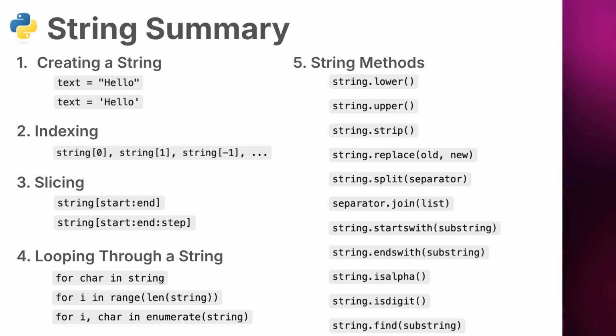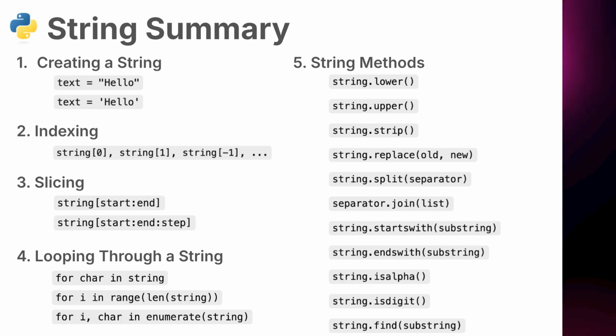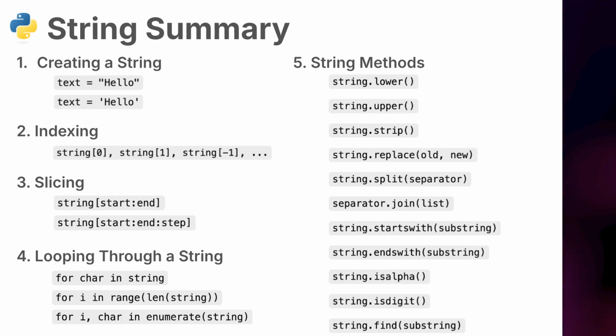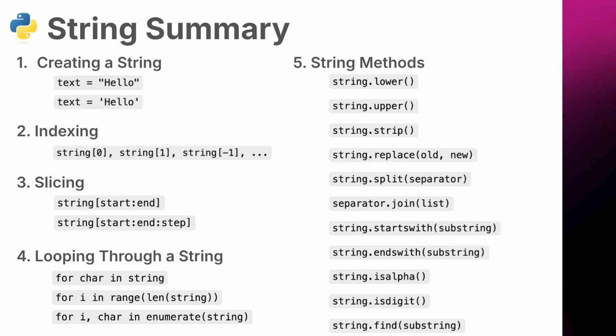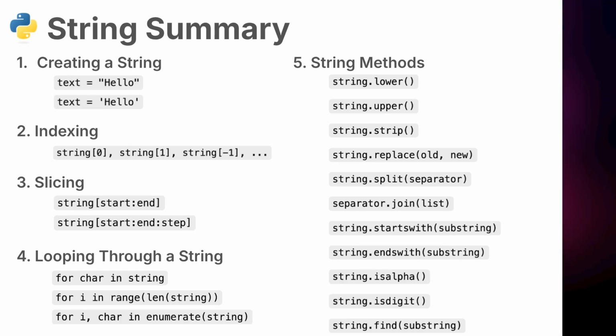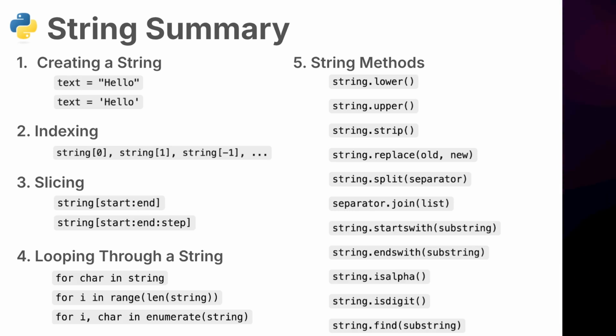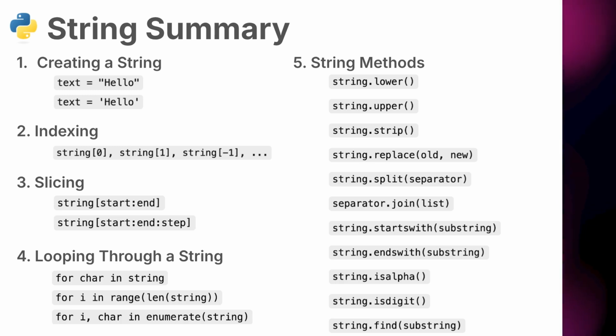3. Slicing. You can extract parts of a string using the start, end, or start, end, step pattern, just like lists. 4. Looping through a string. You can loop through each character in a string using a for loop. Use range for index-based looping or enumerate to get both index and value.